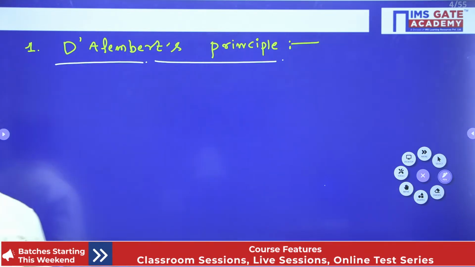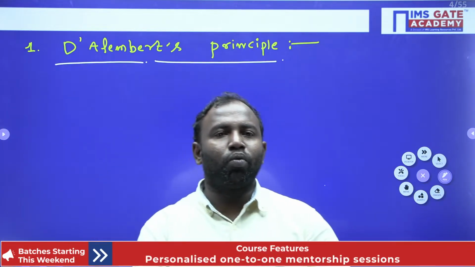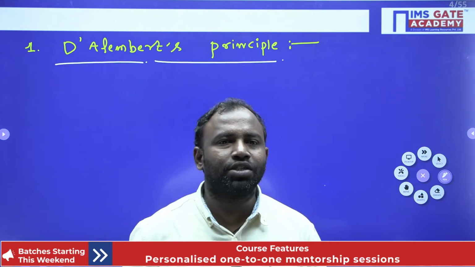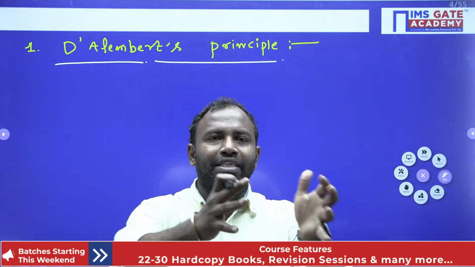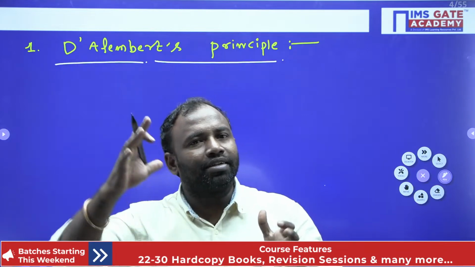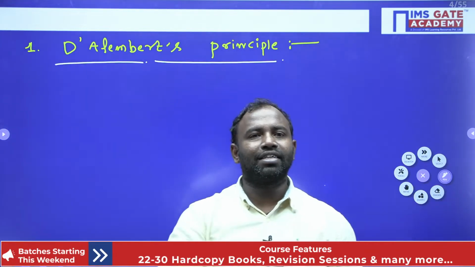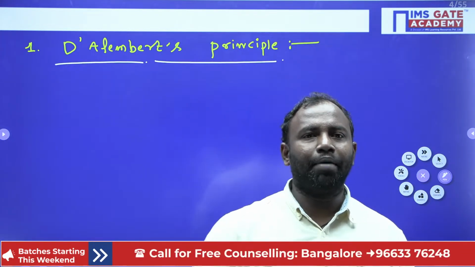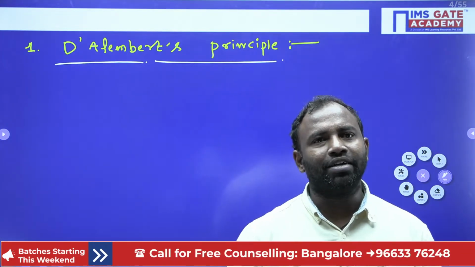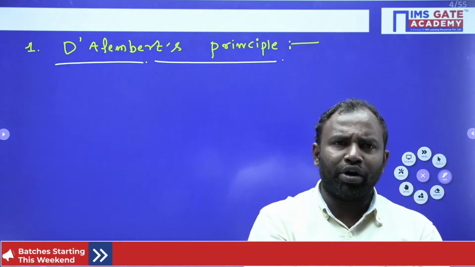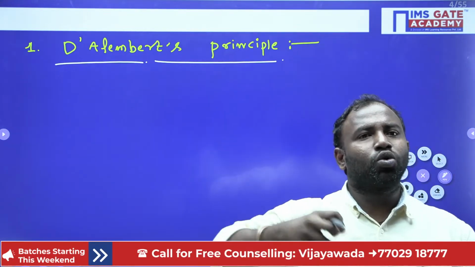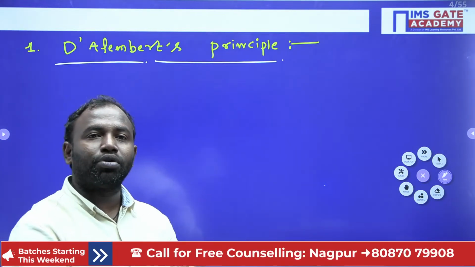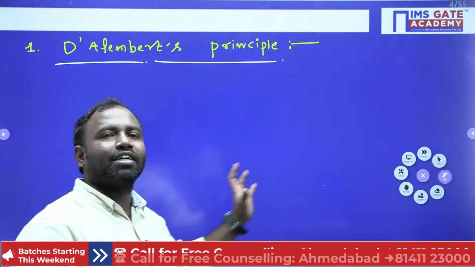D'Alembert's principle works based on Newton's second law. Newton's second law states that when a force F is applied to a certain mass m, it creates some acceleration, such that according to D'Alembert's principle, sigma Fx equals m ax in the direction of motion, right? Suppose on a body so many forces are acting in different directions and different magnitudes. The net force acting on the body creates some motion.